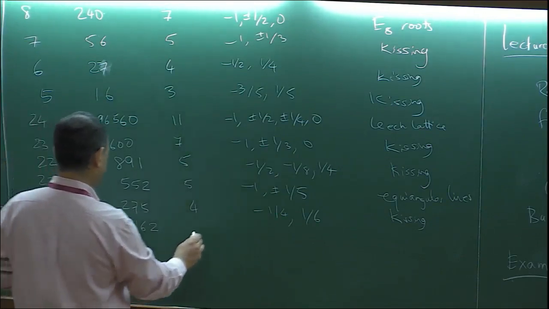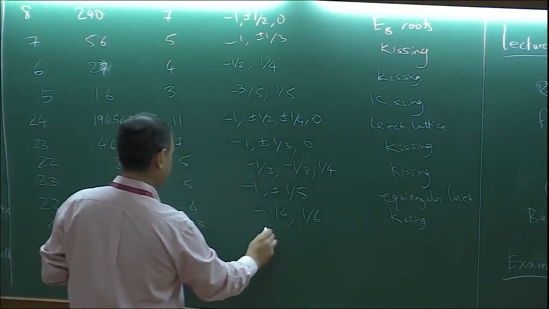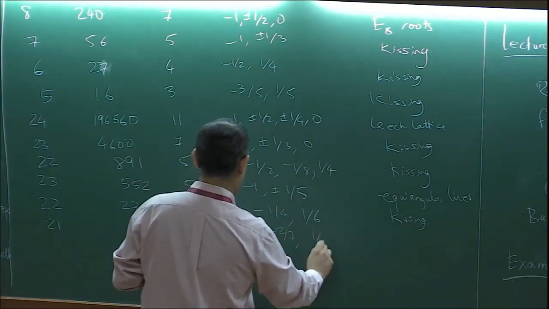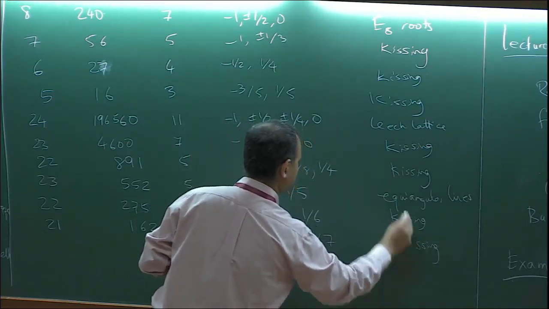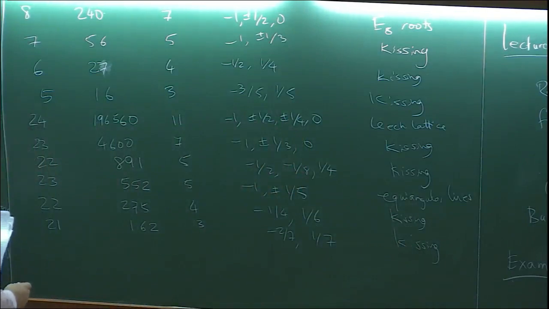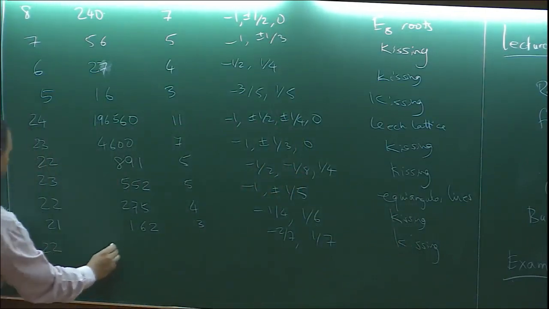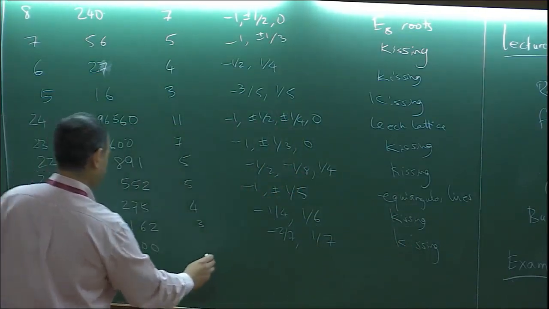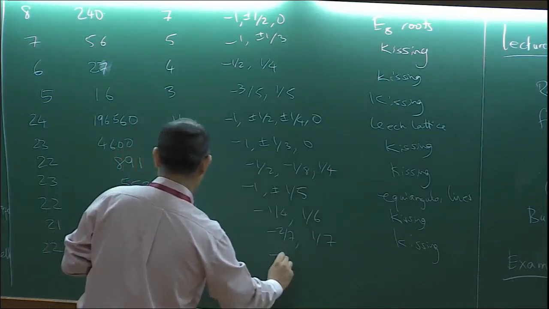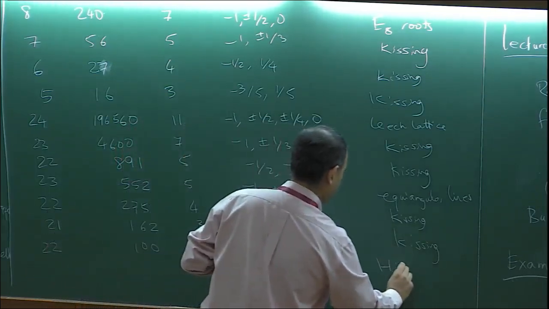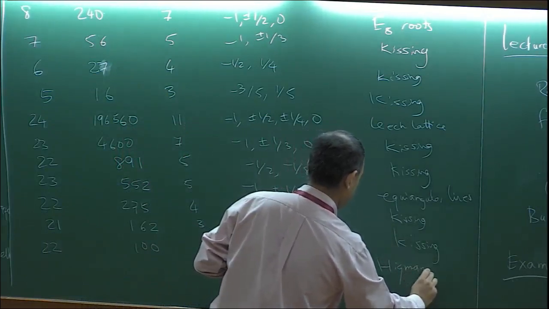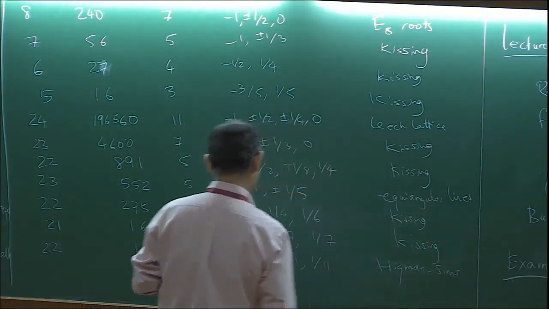162, 3 minus 2/7, 1/7. This is also kissing. So these are successive kissing arrangements of these guys. There's 22, 100, 3 minus 4/11, 1/11. This comes from the Higman-Sims group.